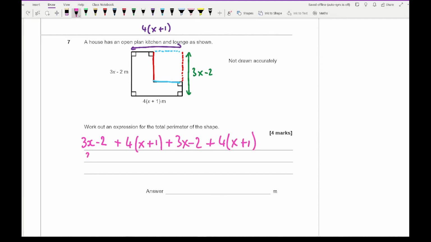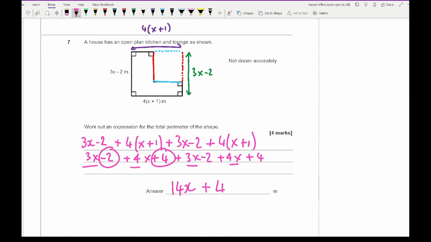So then expanding the brackets first, making sure you multiply the 4 by the 1 as well, which again is a very common error that students can make. And then collecting all the x's together, we get 14x. And then collecting the numbers, minus 2 plus 4 is 2, we get plus 4. And there is my final answer for that one.